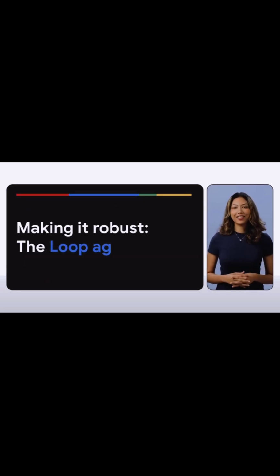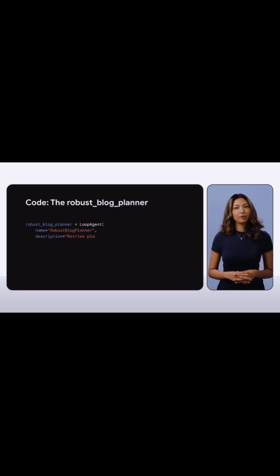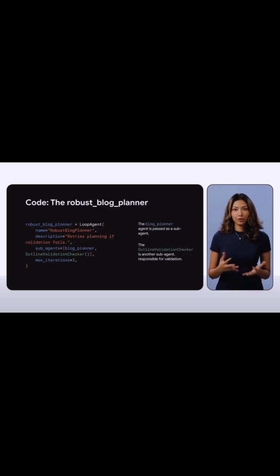To connect the planner and the checker, we've wrapped them inside a loop agent called robust blog planner. The loop first runs the planner, then the checker. If the checker says OK, we're done. If the checker says retry, the loop runs the planner again with the same instructions. It can do this up to 3 times. This gives us a safety net, so if the model forgets something, it has another chance to get it right.